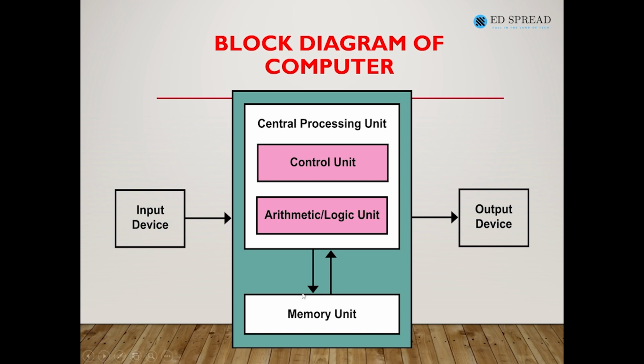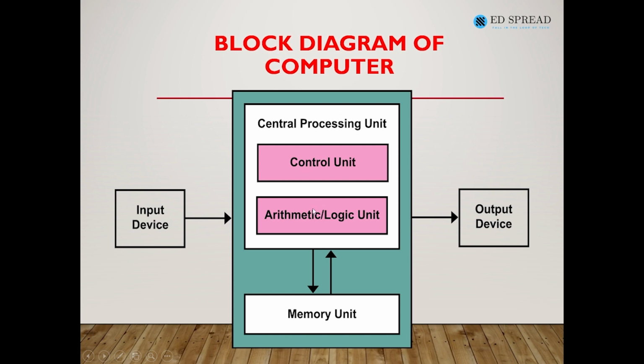And the control unit. Whenever you want to add two numbers, 2 and 3, they will be stored in the memory unit. With the memory unit, the arithmetic and logical unit will act on the operations, will do the operation 2 plus 3 equal to 5. That will be given to the central processing unit, and the whole box is the central processing unit, right?